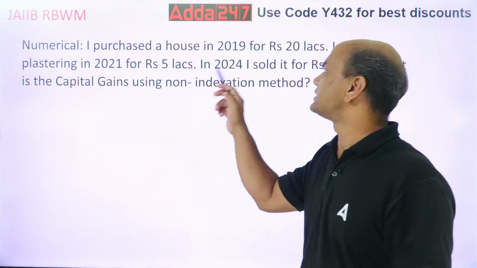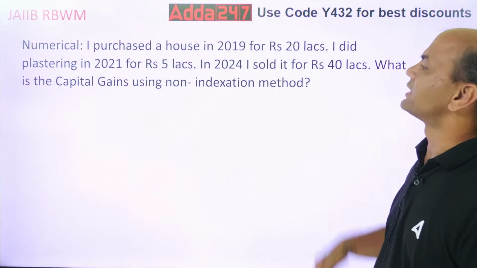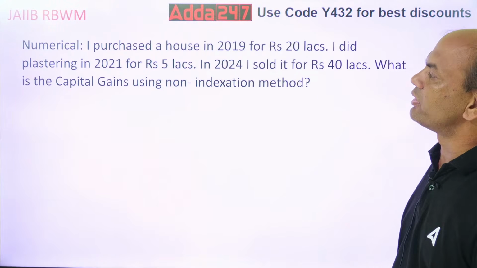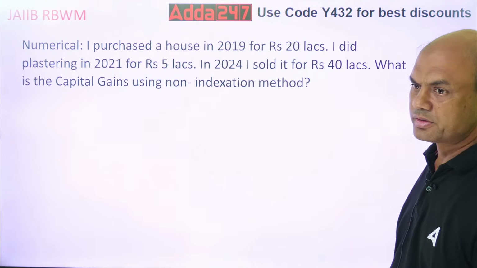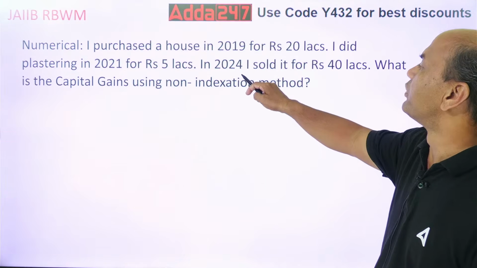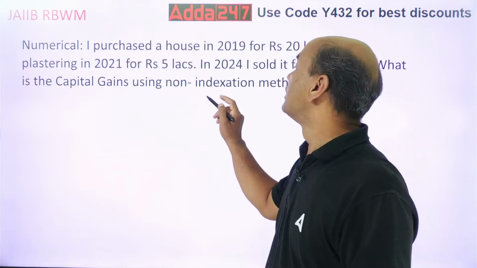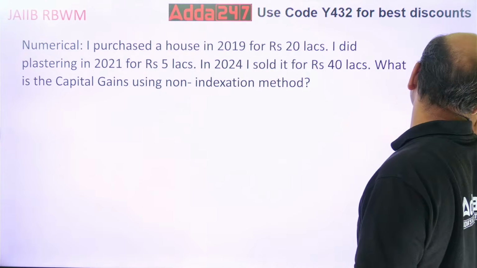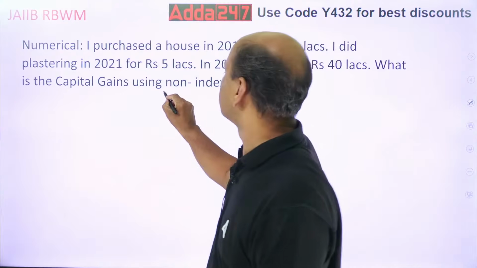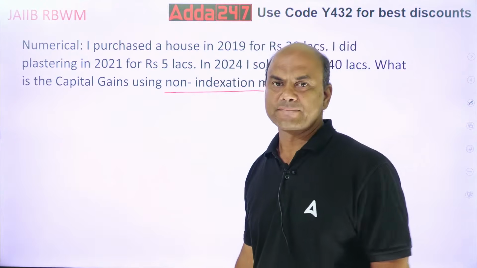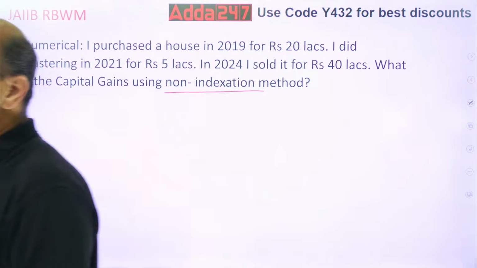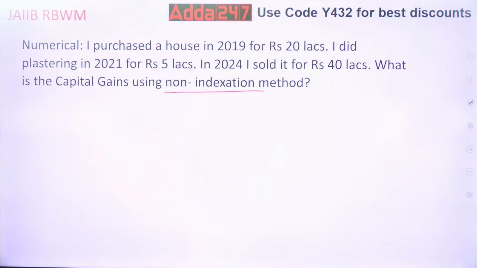I purchased a house in 2019 for 20 lakhs. I did plastering in 2021 for 5 lakhs. In 2024, I sold it for 40 lakhs. What is the capital gain using the non-indexation method? See, the question is about the non-indexation method. What is the answer?